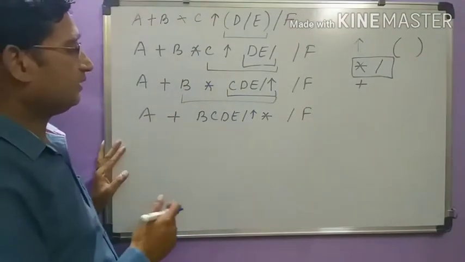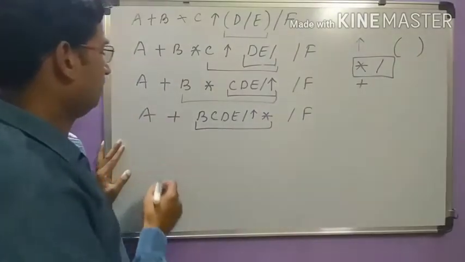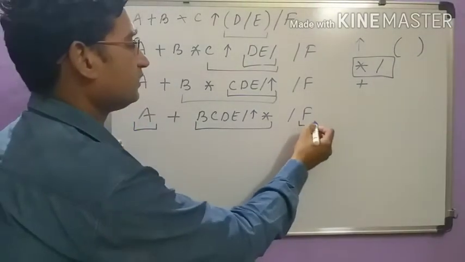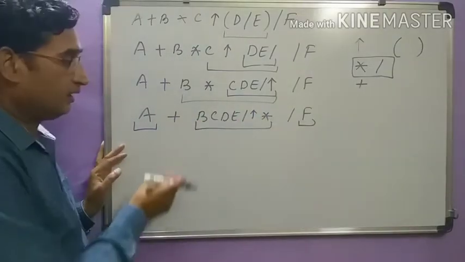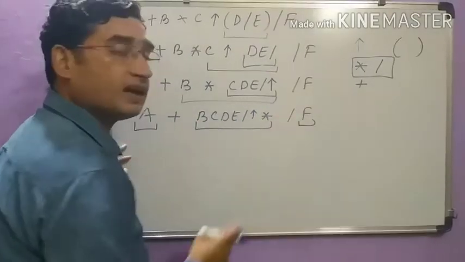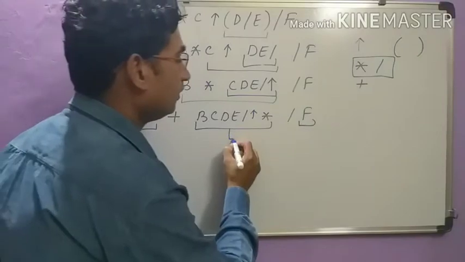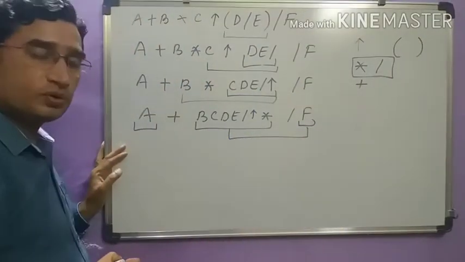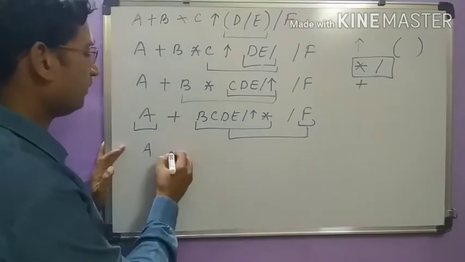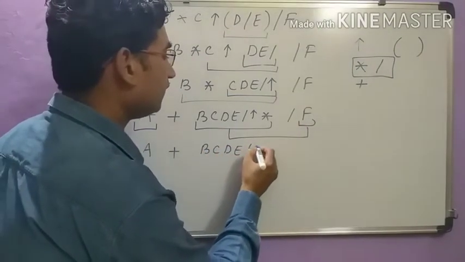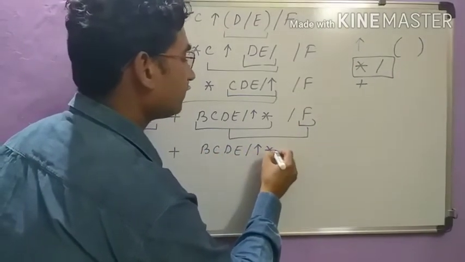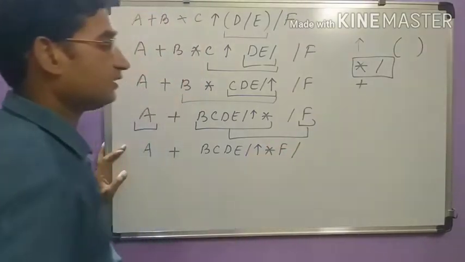Now you can see here, this is one term, a is a term and f is a term. Now there are two operators, plus and division. In between plus and division, division has the highest priority, so we need to convert this into postfix. Now the expression will be a plus b, c, d, e, divide, exponent, asterisk, f, and division here.